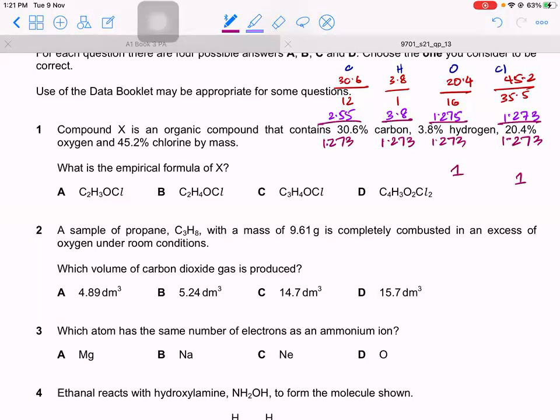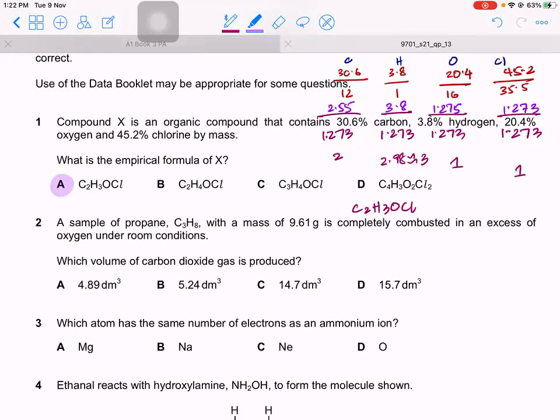This is 3.8 divided by 1.273. This comes out to be 2.98. So that is 3. And 2.55 divided by 1.273 is 2. So it will be C2H3OCl. The answer therefore is A. Clear? We got the empirical formula.